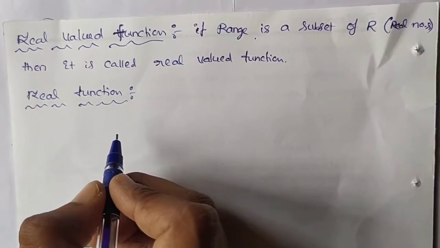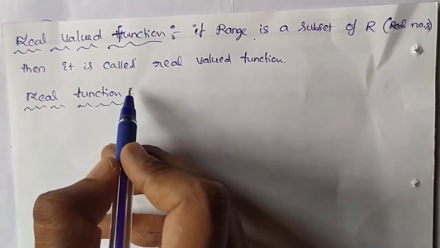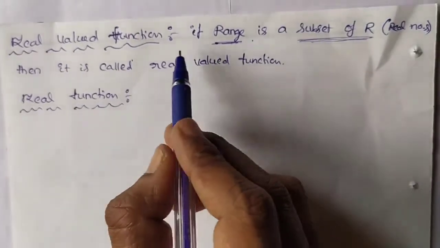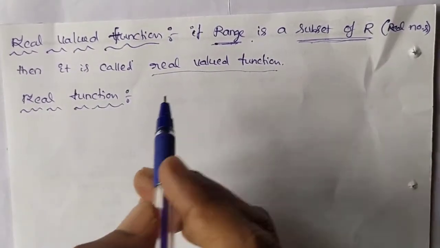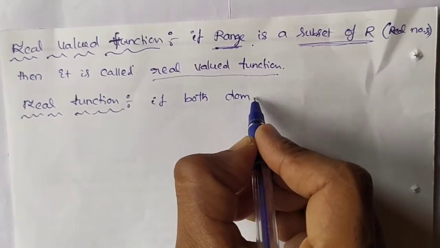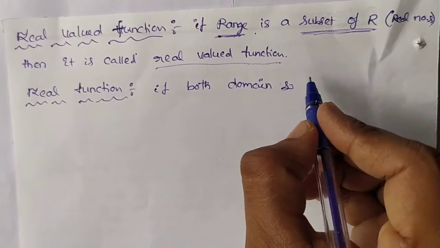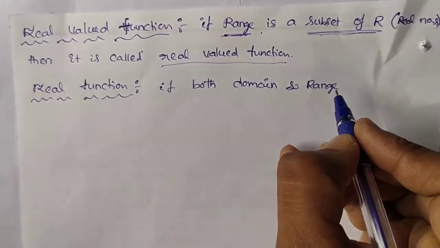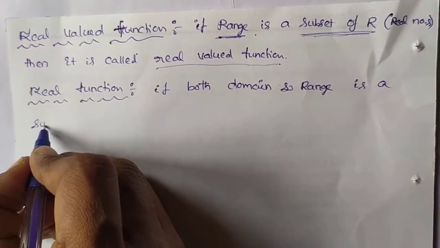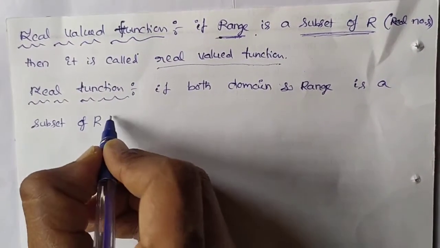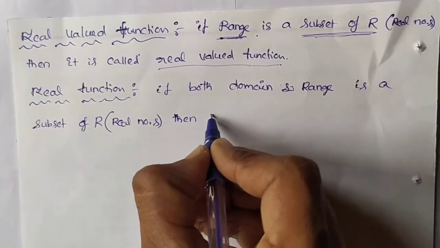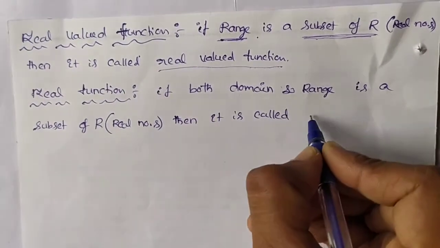Real function. What is meant by real function? These two definitions are very similar. Kindly do not confuse. If range is a subset of R, then we can say that the function is a real valued function. Okay, real function is what? If both domain and range are a subset of R, R is nothing but real numbers, then it is called a real function.